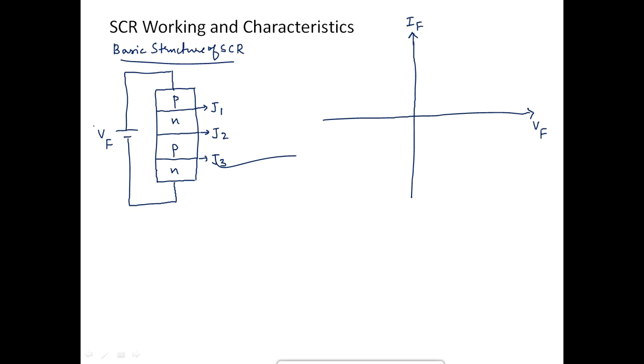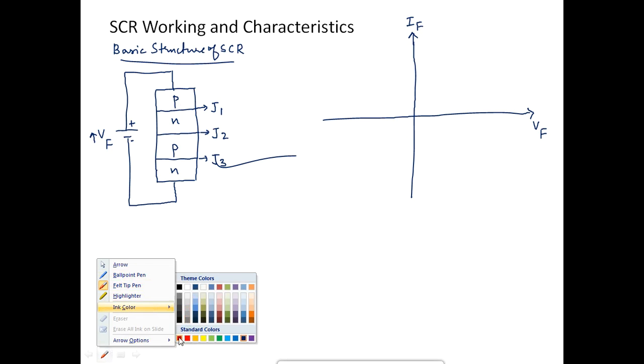Now as VF increases, what may happen? We are applying a positive potential to the P region and negative potential to the N region. However, we still have two regions, one of N type and the second of P type. So we'll have to understand the working of this basic structure junction wise. There are three junctions, so let us understand what will be the status of every junction now.